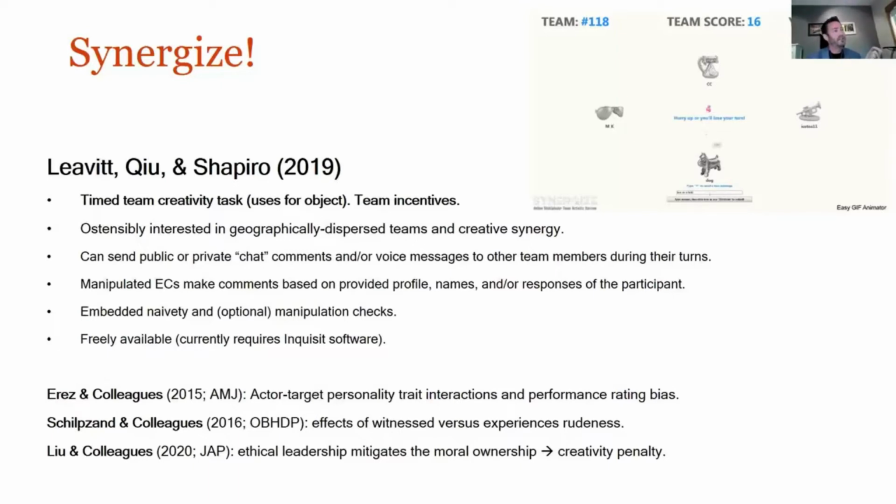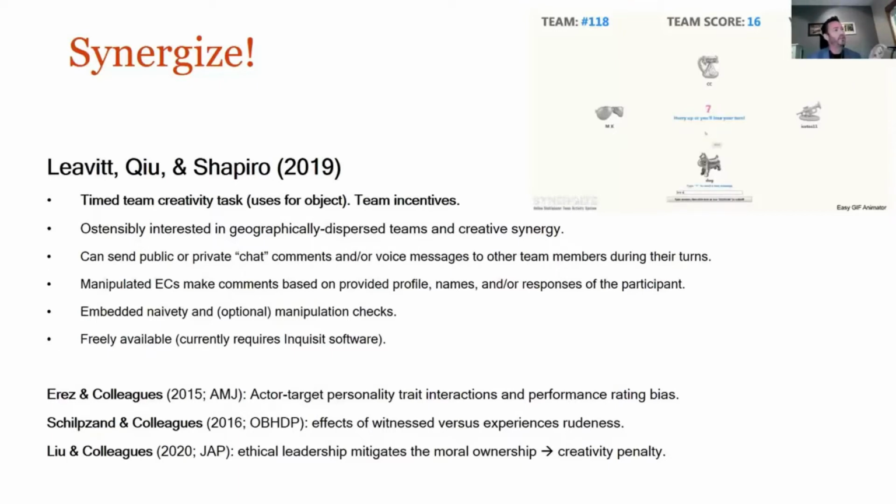Now within Synergize, what really differentiates it from Cyberball, other than the actual creativity task, is you can send public or private chat comments or even voice messages to other team members during their turns. The manipulated electronic confederates can make comments based on provided profiles, names, or responses of the participant. So for example, they could say something like, hey, dog just came up with the least creative use I've ever heard, or use that character's actual name in their chat comments, or use that person's answers to comment. So it makes them feel very engaged because this confederate is actually referring to them by name or using the answers that they have generated.